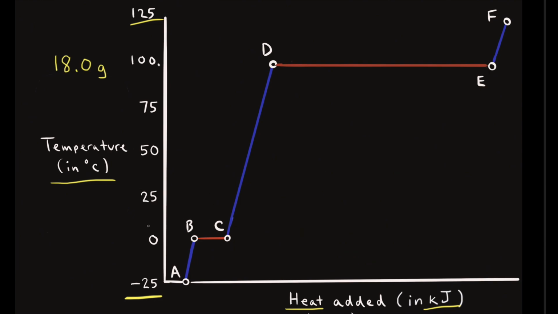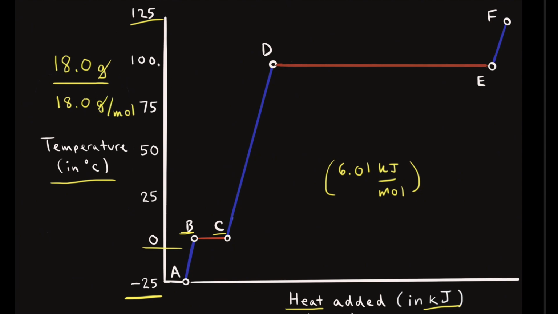Now that the ice is at 0 degrees Celsius, we know it's going to melt. So we're going to go from point B on the heating curve to point C. And to calculate how much heat is necessary to melt the ice, we need to know the heat of fusion of ice, which is equal to 6.01 kilojoules per mole. So we need to figure out how many moles of ice we have. Well, if we're starting with 18.0 grams, we divide by the molar mass of H2O, which is 18.0 grams per mole. And the grams will cancel and give us 1 mole.